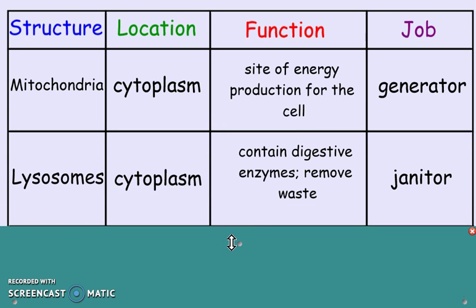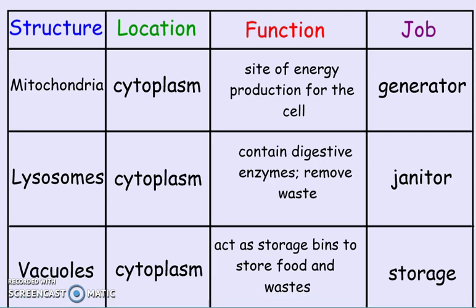We also have lysosomes. These are in the cytoplasm. Their main job is to remove waste from the cell, so we would kind of equate them to a janitor, a custodian, because they're going to remove those from the cell so that they don't build up. And then we also have vacuoles, which are in the cytoplasm, and they kind of act like a storage bin. They're going to store that food and waste and water for the cell. In animal cells, there are a lot of very small vacuoles, and in a plant cell, we will see later that there's usually one central, very large vacuole that they will use to store the food and waste.